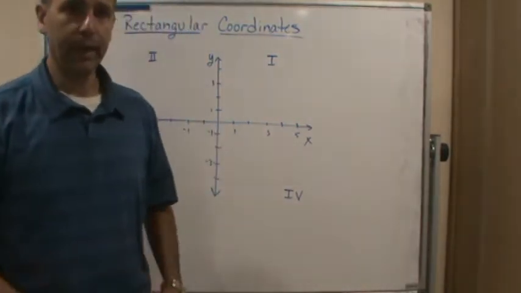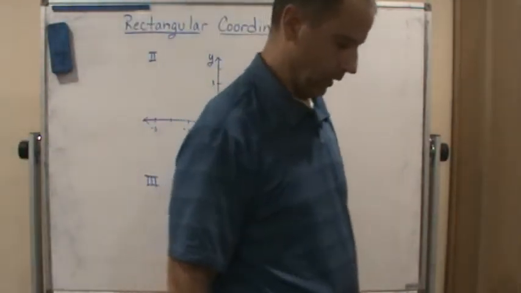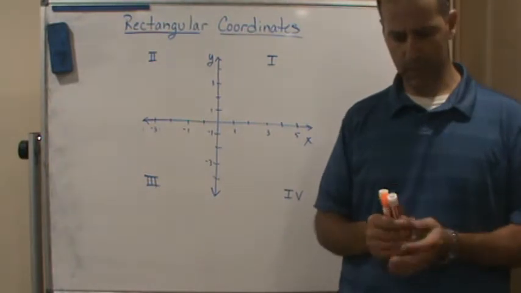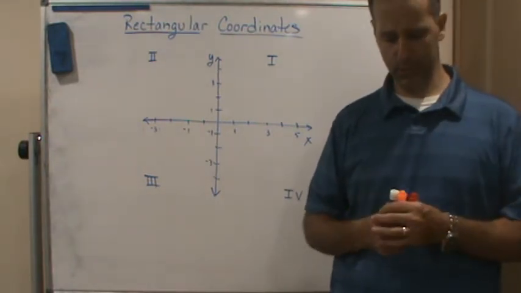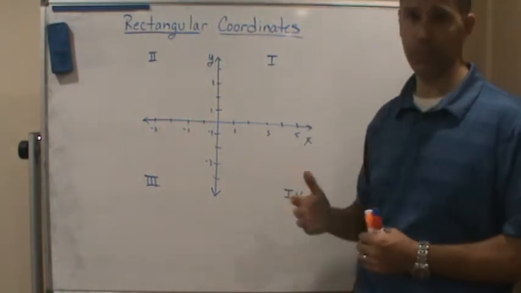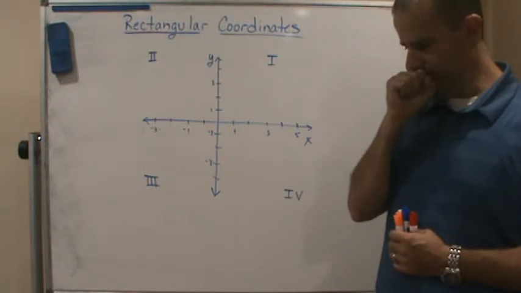Okay, welcome. Today we're going to start talking about the rectangular coordinate system. The rectangular coordinate system was developed by a famous mathematician and philosopher called René Descartes. His name was René Descartes. And so sometimes this is also called the Cartesian plane, or again, rectangular plane.